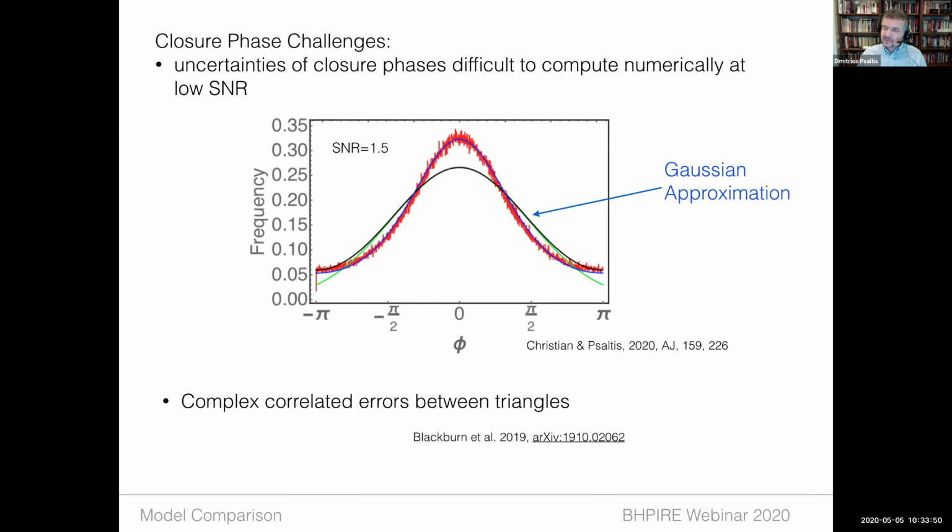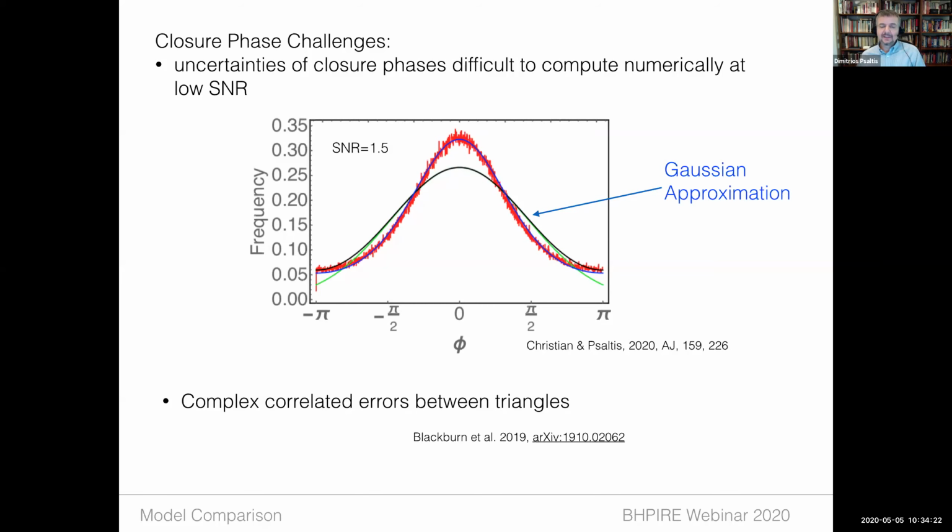the distribution of errors, the predictive likelihoods that I was talking about before for closure phases, are very difficult to compute numerically, especially at low signal to noise ratios. They're not Gaussian. And one of the main reasons, of course, is that phases are circular quantities. If it were Gaussians, and the Gaussian keeps on broadening and broadening, you have to chop off that Gaussian between 0 and 2 pi. And then at some point, you're losing a big part of what you thought was your posterior.